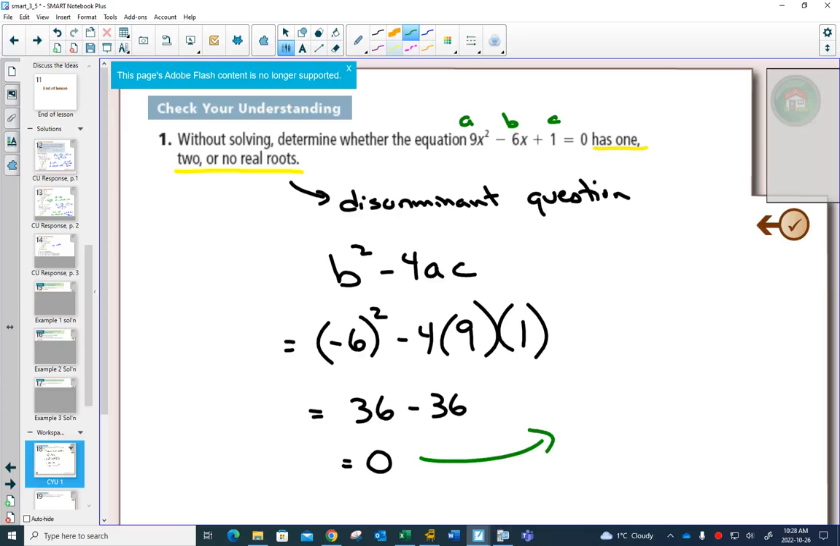What does that tell us? How many roots? And think about it. Here's your quadratic formula. Negative b plus or minus. We just figured out this part right there. That's what we're doing. We're figuring that part out of the quadratic formula. And if you add or subtract 0, you're just going to get one answer. So we can say this has one root.